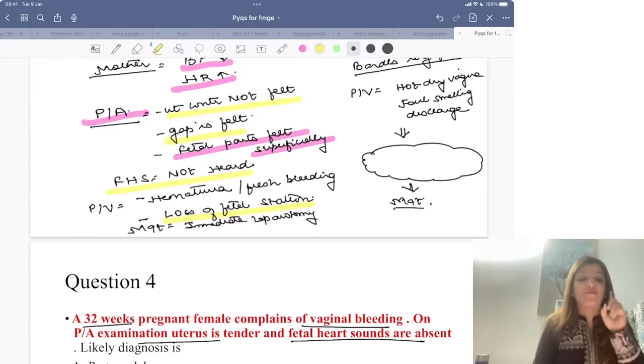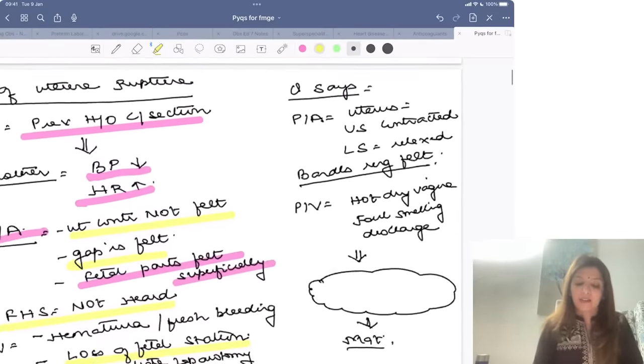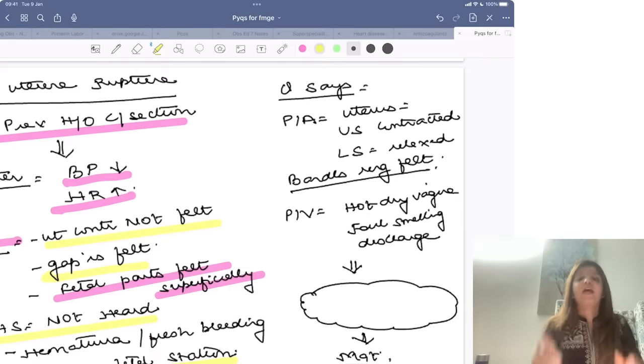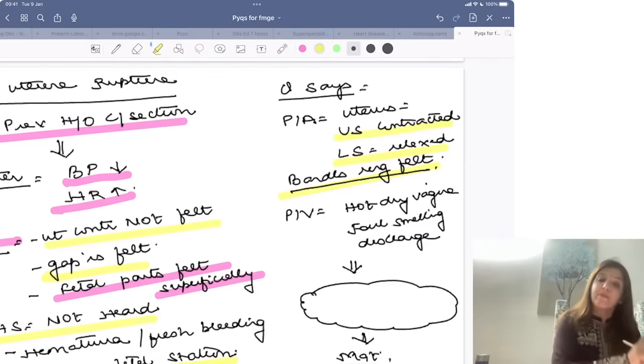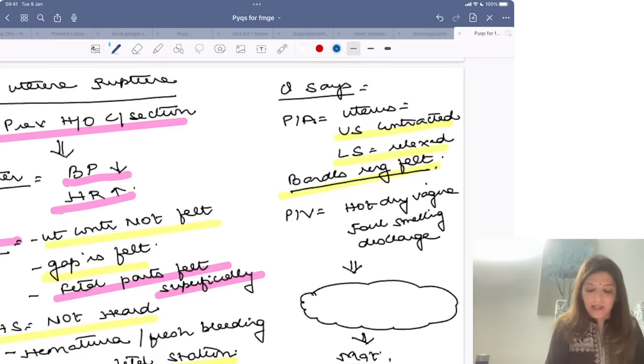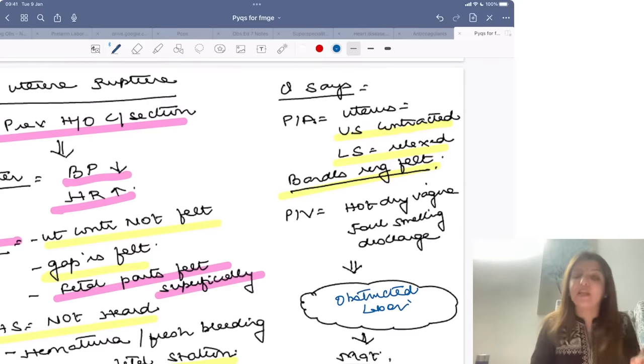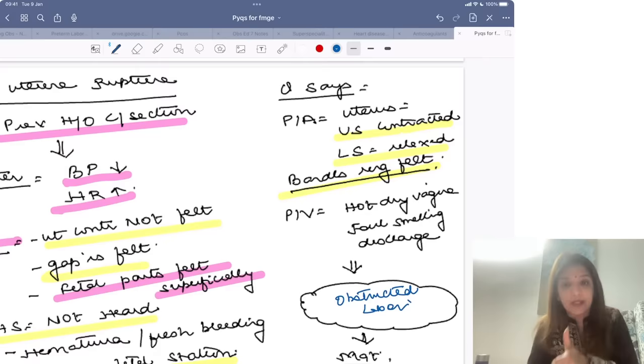Now, this should be very much distinguished from another situation. अगर आपका question ये कहता है that mother is in prolonged labor and after prolonged labor, जब per abdominal examination किया, तो upper segment is contracted and lower segment is relaxed, Bandl's ring is felt. Now the moment your question says Bandl's ring is felt, then it is not a case of uterine rupture. Bandl's ring feel hoti hai in case of obstructed labor. Right? To obstructed labor agar hoga, to question mein Bandl's ring diya hoga.